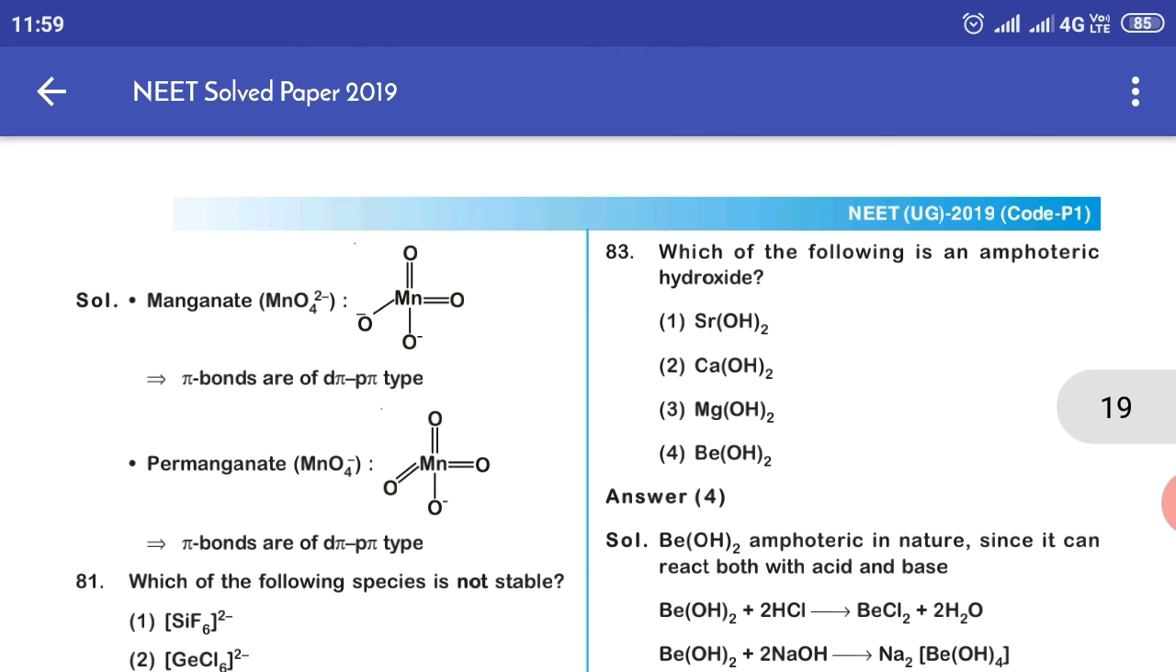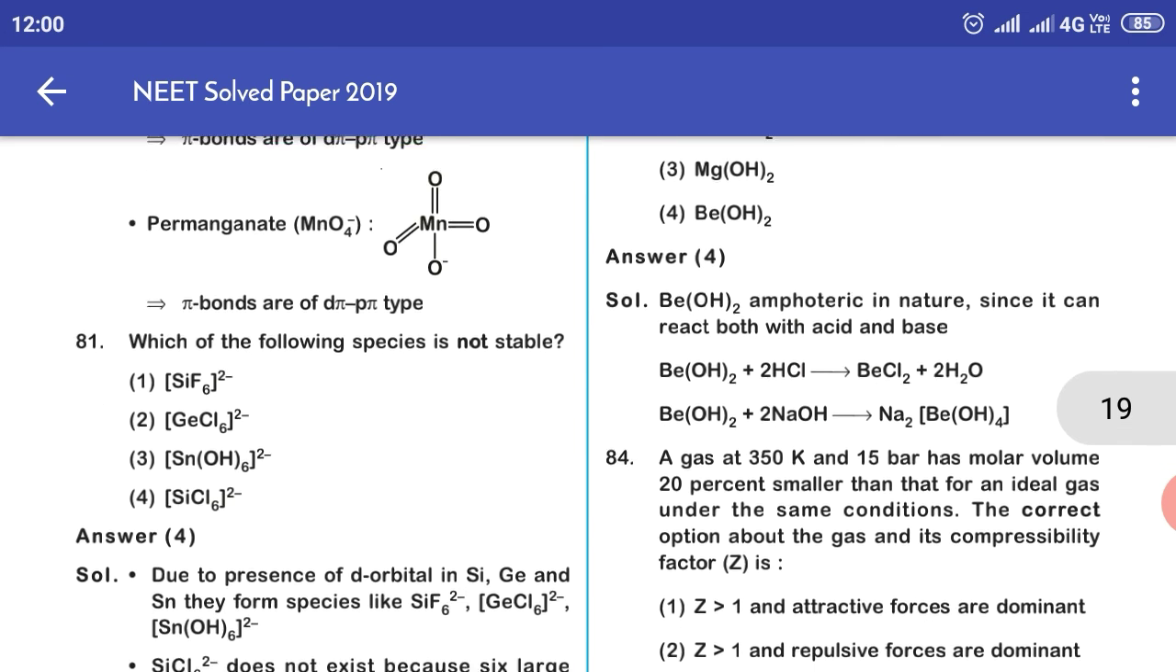Next, move to question number 83. Which of the following is an amphoteric hydroxide? Beryllium hydroxide is amphoteric, since it can react with both acid and base.